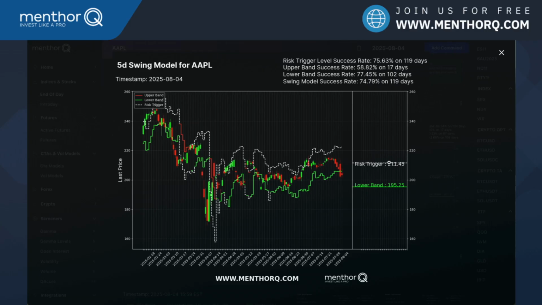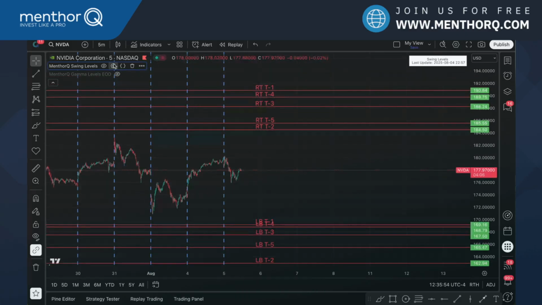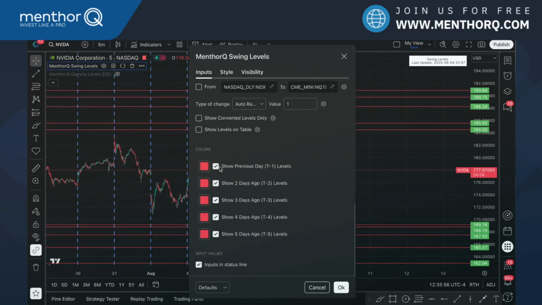So the goal is really to make sure that we can forecast how the price reacts. So the level for today will be available for the next 5 days. And that's why you see the different levels here on the chart. Within the settings of the indicator, you can remove some of this. So if you don't want to see the levels from 5 days ago and from 4 days ago, you just want to see the recent levels, you can do that, and this will disappear from the chart.